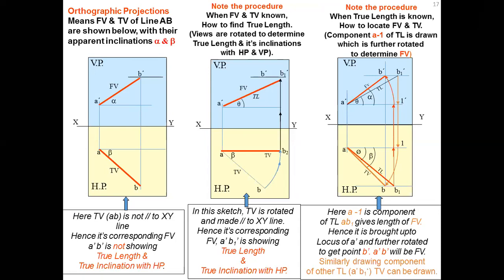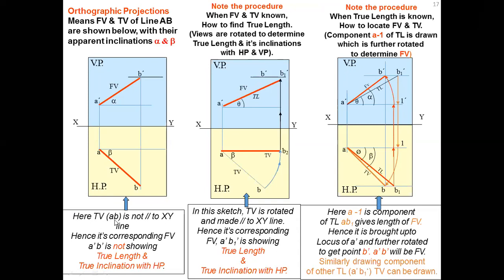I will explain the combinations of problems you may get from this topic. See here. Orthographic projections means the front view and top view of line AB are shown below with their apparent inclinations. These alpha and beta are called apparent inclinations. You may be asked to find the apparent length, apparent inclination, or theta, beta. This type of questions you will get.